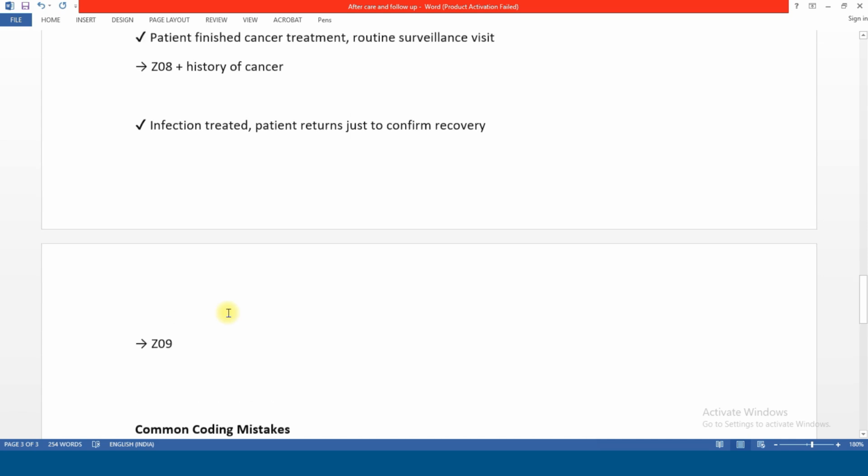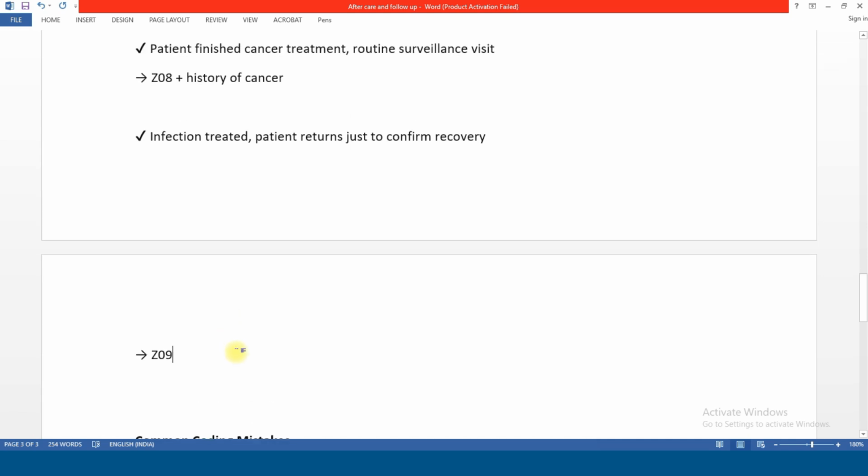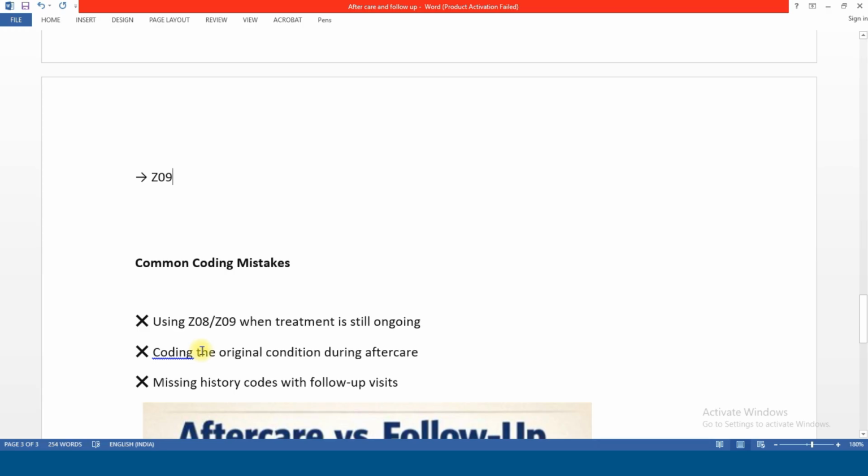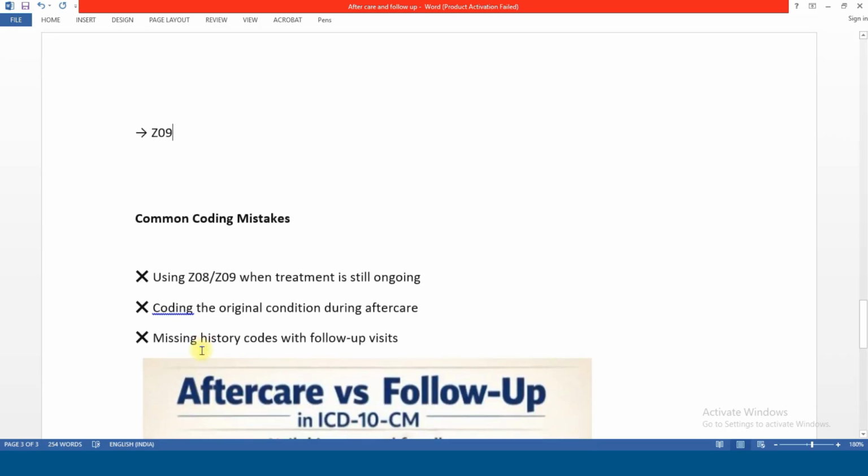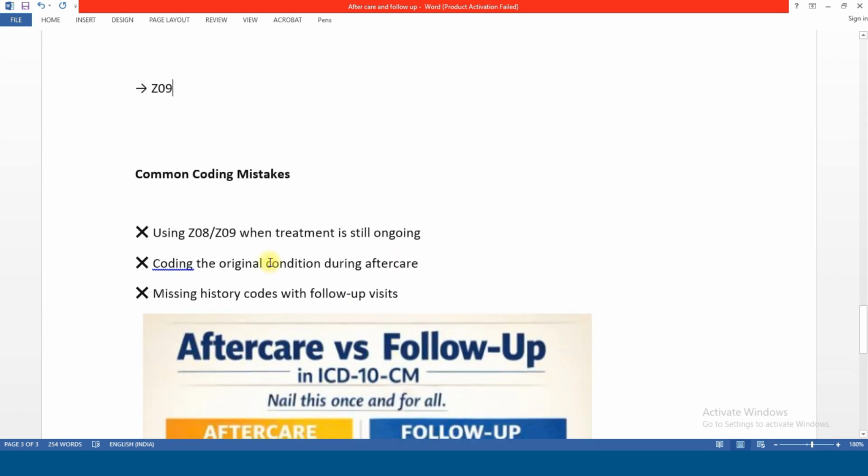So why Z09? Based on our guidelines, for anything other than cancer, we need to use Z09. Here, the patient had undergone treatment for infection, correct? So we need to code it as other than cancer treatment. Next, what are the common coding mistakes most coders make? First one is using Z08, Z09 when treatment is still ongoing, meaning the patient is undergoing ongoing or current treatment. At that time we can't code Z08 or Z09. We need to code aftercare codes.